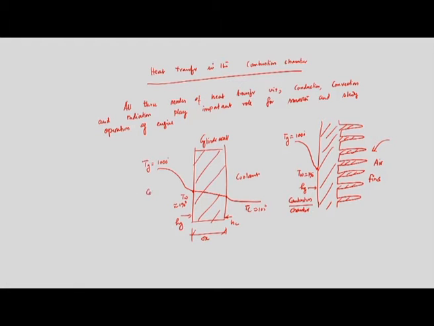This is the combustion chamber, and this is the fin. From here there will be conduction up to the fin surface, then from the fin surface there will be again convection, and ultimately we will get a constant temperature T air, that is 25 degree Celsius. So, this is T coolant, the coolant temperature.